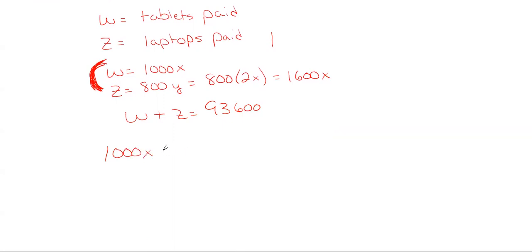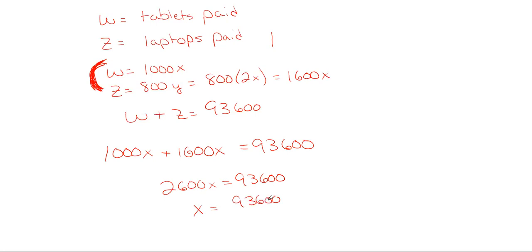So we have 1,000x for W plus 1,600x for Z is equal to 93,600. Well, we can combine these two, and that becomes 2,600x is equal to 93,600. So X is just going to be 93,600 divided by 2,600. And that gives me a total of exactly 36. Thank goodness it came out to be a whole number, because you can't sell a partial tablet.